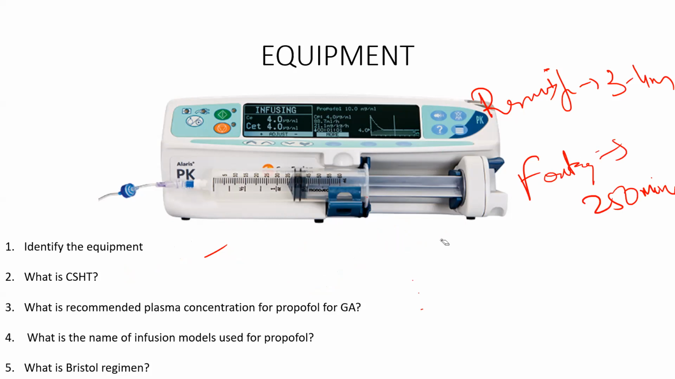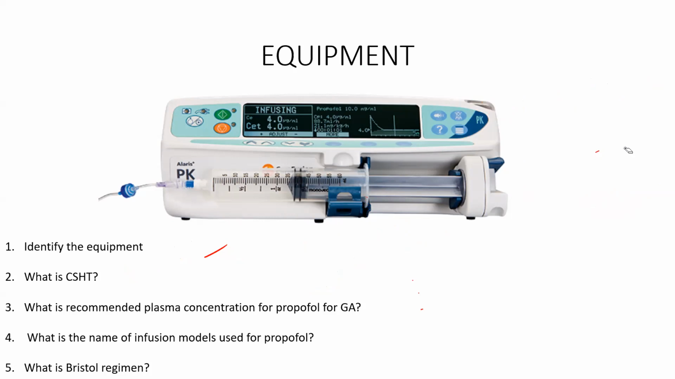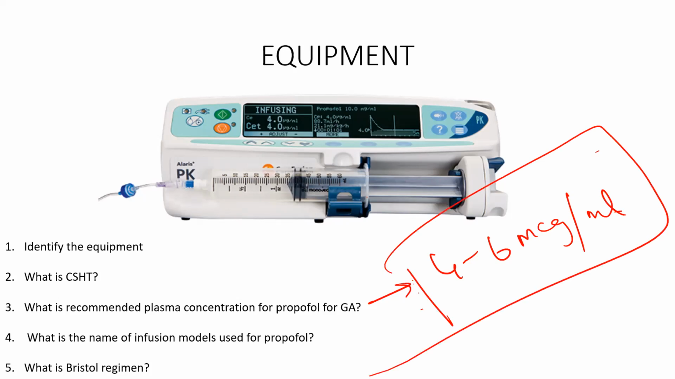What is the recommended plasma concentration for propofol for general anesthesia? 50 to 75 micrograms per kg. Plasma concentration, not the infusion dose. 150 to 300 micrograms per kg per minute. Okay, that is the infusion dose. Understand the question. So this should be the target plasma concentration for an adequate general anesthesia.